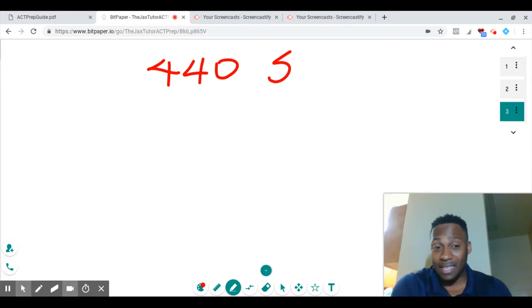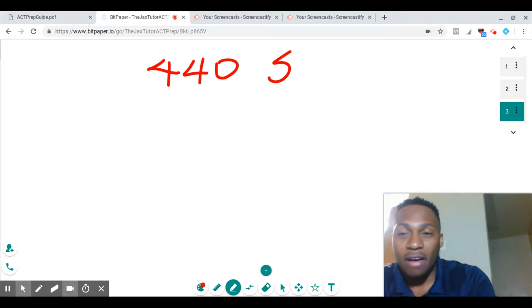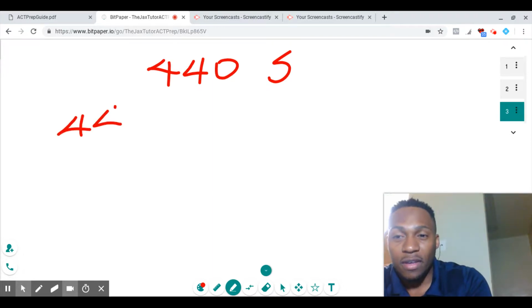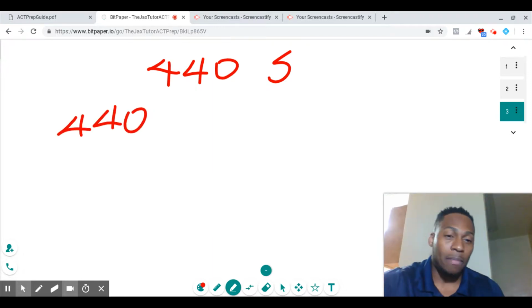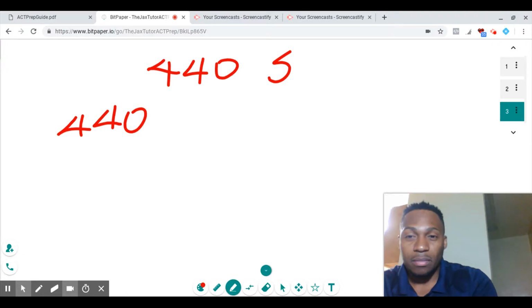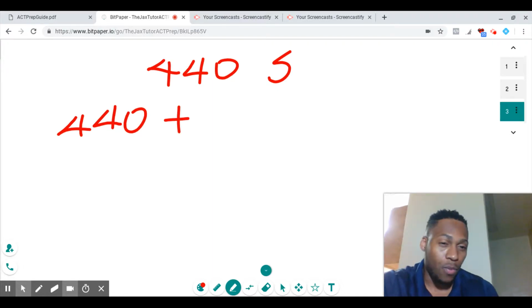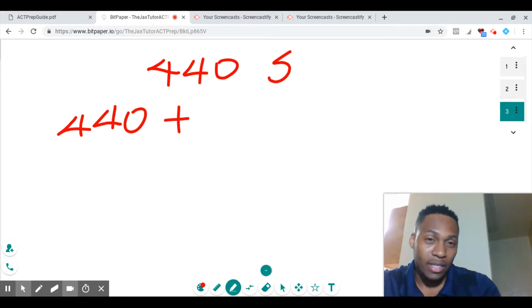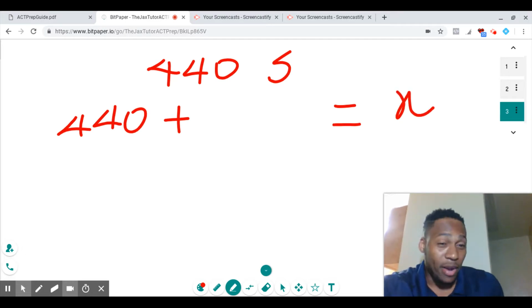So if we add that 20% to that time, we're going to find the original time. So we have 440 seconds. I'm going to stop writing seconds just to make it easy. Plus, this is going to equal the original time. Let's call the original time X. Plus what does it say?